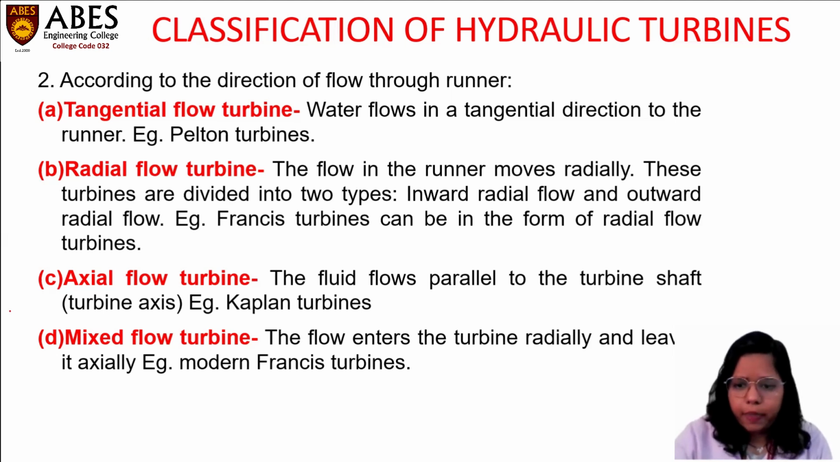The last type is categorized as mixed flow turbine. What is mixed flow turbine? In this type of turbines, the flow enters the turbine radially, but it exits or leaves axially. So this is mixed flow. At the time of entry, the flow is in radial direction. At the time of exit, when the fluid leaves, it is axial direction. So these are termed as mixed flow turbines. Example is modern Francis turbines.